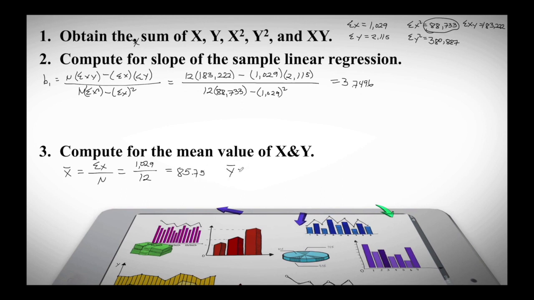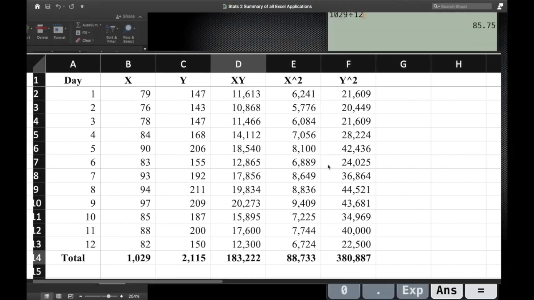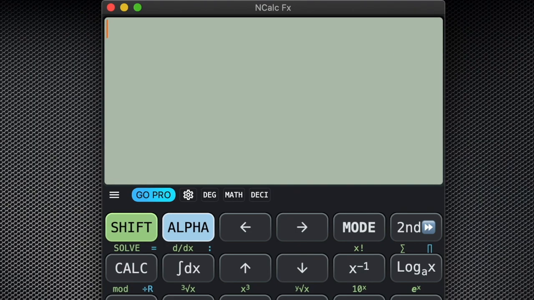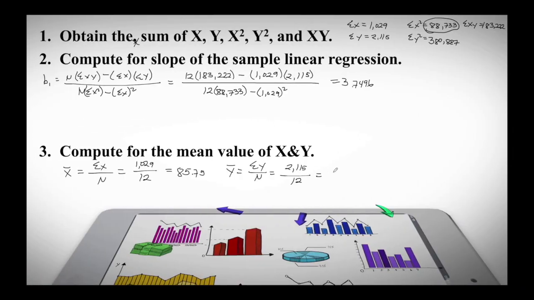Okay, for the y bar, we have summation of y over n. Nasaan ang summation of y? We have it here, 2,115. So, 2,115 over 12. Dahil 12 days ito. So, let's go to our calculator ulit. And let's clear it. 2,115 divided by 12. Answer is 176.25. So, okay na tayo for the value of b sub 1. Ito po, for x bar, ito. For y bar, ito. Okay?